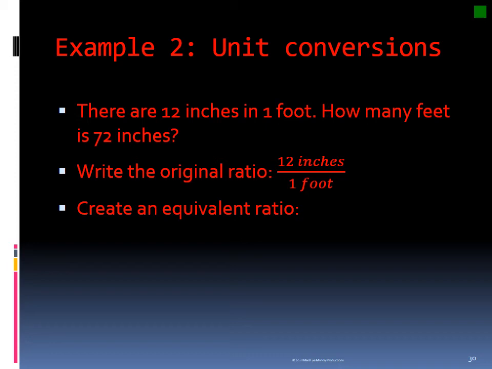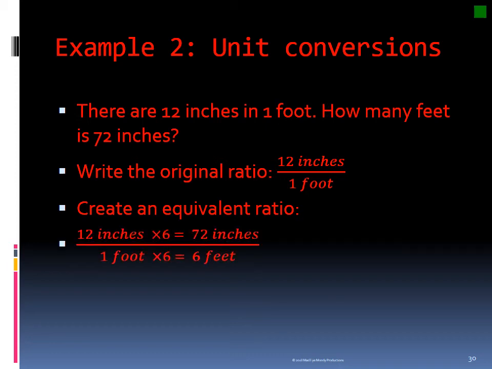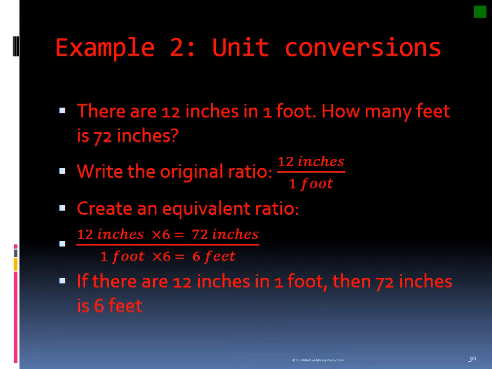So how do I get from 12 to 72? Well, I'm going to multiply. So what am I going to multiply 12 by to get 72? Well, 12 times 6 is 72. Therefore, I need to know what 6 1 feet are. Because if I have 6 12 inches, then I need 6 1 feet. So 12 times 6 is 72. 1 times 6 is 6. If there are 12 inches in a foot, then 72 inches is 6 feet.